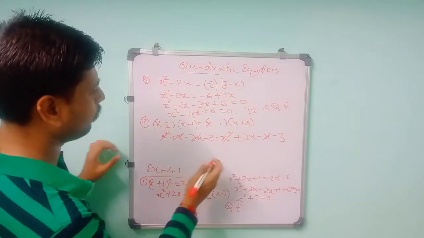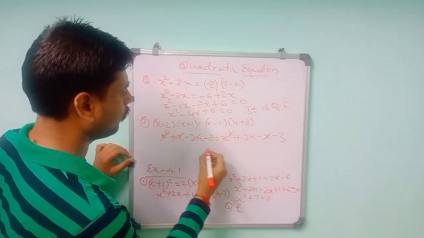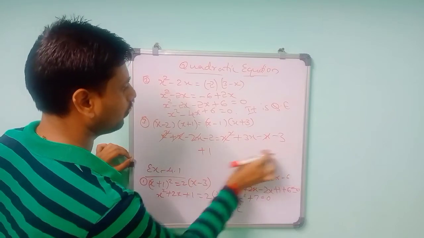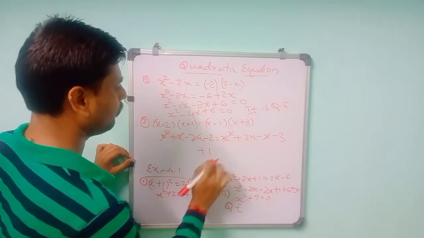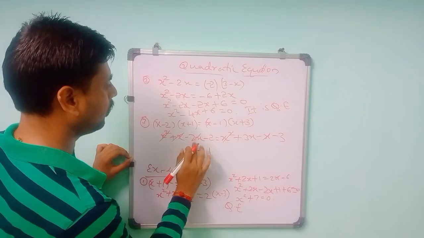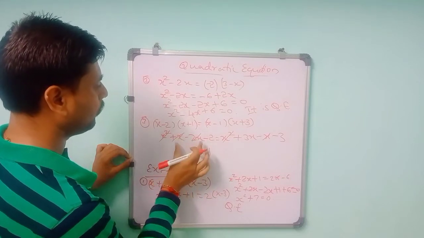You shift this one number to this side. So minus 2 is there, plus 3 is there. So it will become plus 1. Minus 2 will come to this side as plus 3. Minus 2 plus 3 is plus 1. X square gets cancelled. Then minus 2x is there, plus x is there. So it will become minus x.